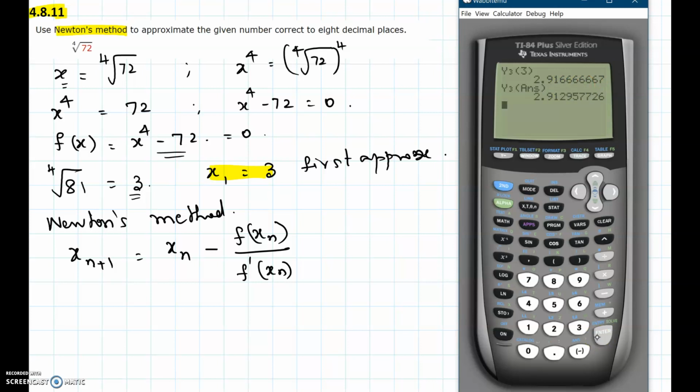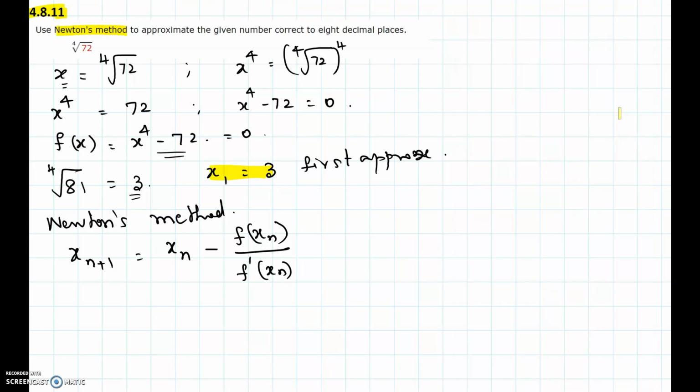So you continue to do this. Now you can hit the enter button right away, because it will take the answer from the previous line. This gives one value each time: the first line is x2, the second line is x3, the third line is x4, then hit one more. Okay, so you notice here that the fourth and the fifth are agreeing on 8 decimal places. So that is going to be your actual root.